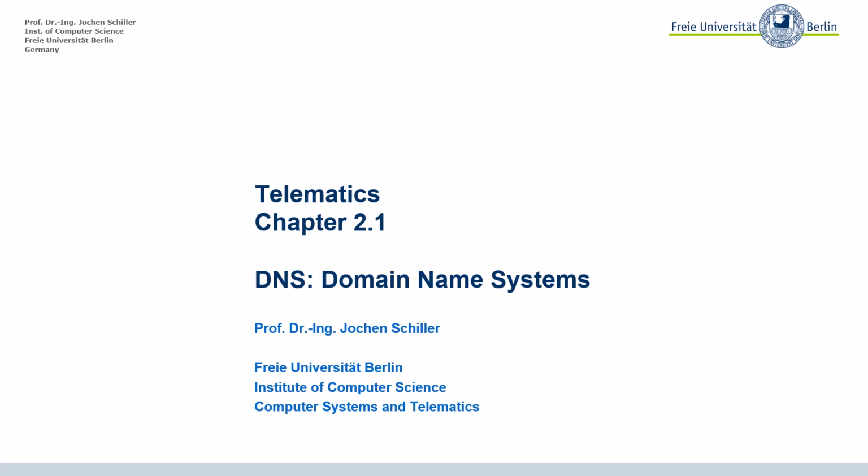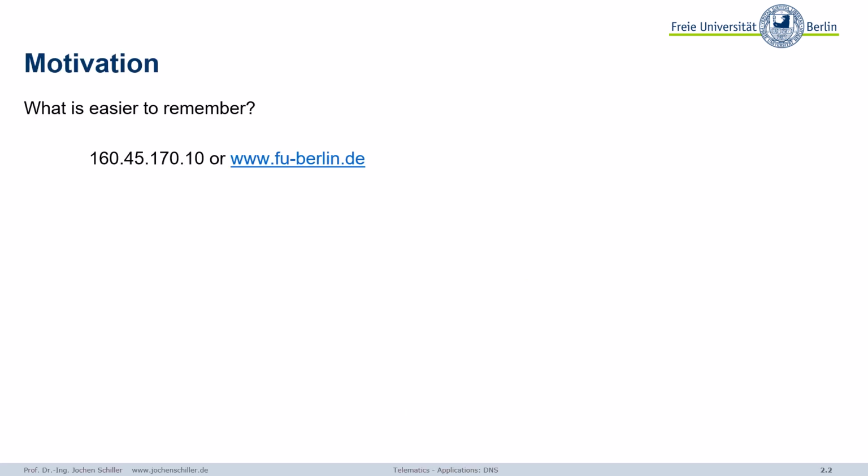Okay, what is the basic motivation? What do you think? What is easier to remember? A number, an address, or, as you all know, a URL? Well, typically a URL is much simpler to remember. Maybe it represents the name of the company, your name, the name of a university. So it's much easier to remember a name compared to, in this case, an IP address.